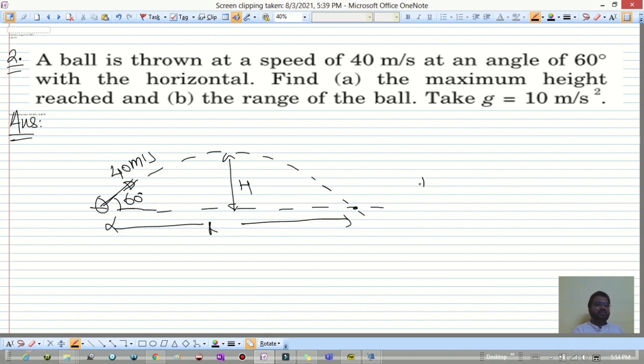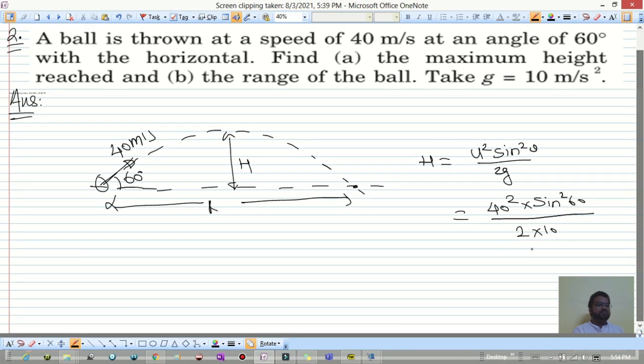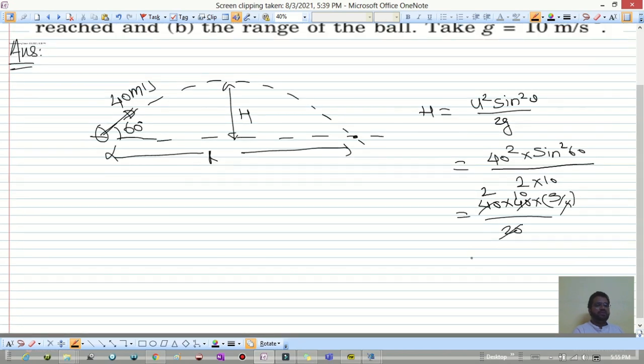Okay, so maximum height we have h is equal to u squared sine squared theta divided by 2g. So what is u squared? It is 40 squared into sine squared 60 divided by 2 into g is 10, and as you can see over here, this is 40 into 40 into 3 by 4 divided by 20. So 2 twos are 4, 4 tens are 40, so we'll have 20 into 3, 60 meter as the maximum height. So 60 meter as the maximum height.